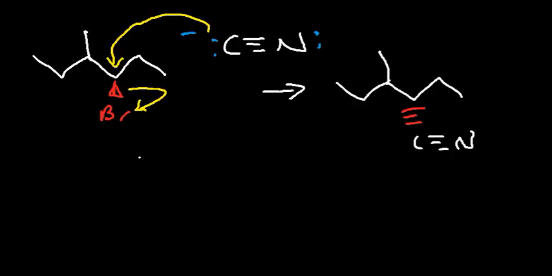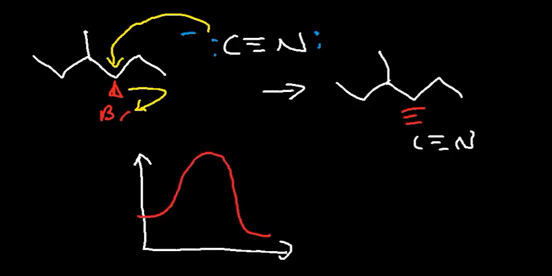The energy diagram for an SN2 reaction looks like this. Because it occurs in a single step, there's only one transition state.